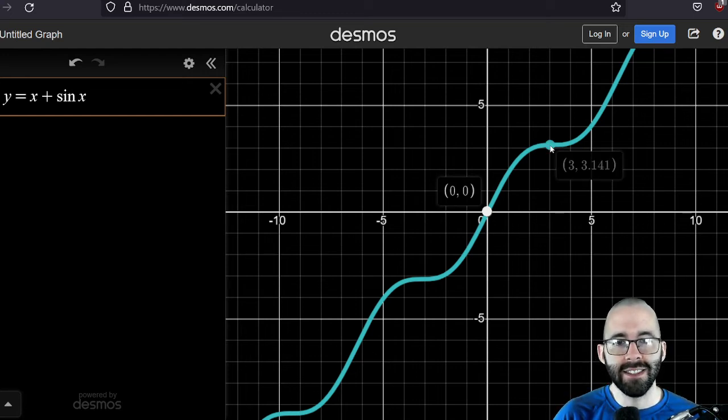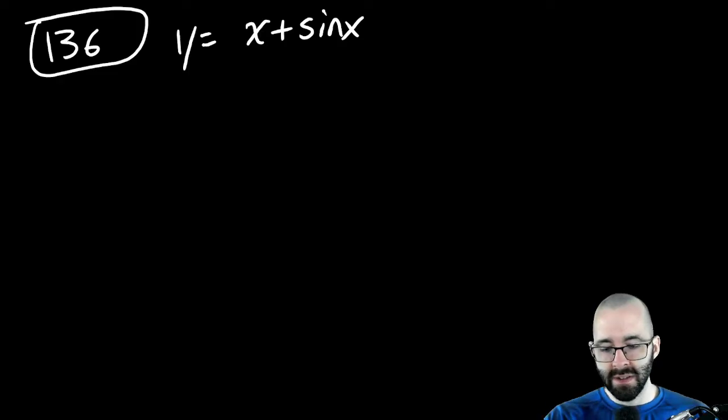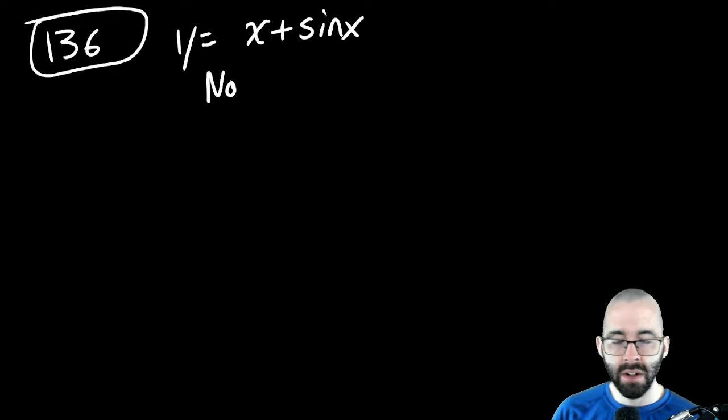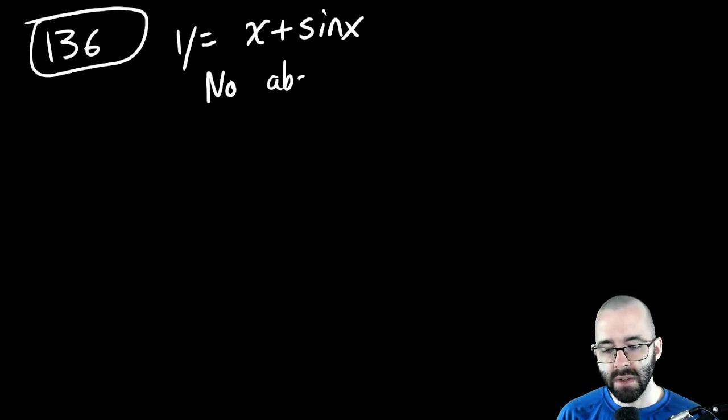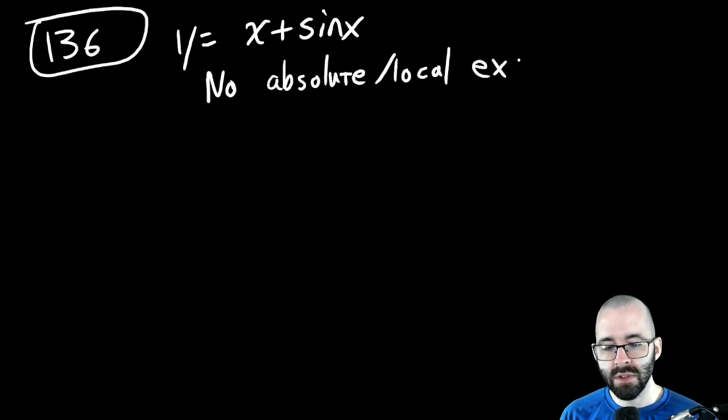So in this case, there's no absolute extrema. There's no local extrema. Again, these are critical points, but not local extrema. This is not a local minimum because to the left, it gets smaller. It's not a local maximum because to the right, it gets bigger. So actually, there are no absolute or local extrema.